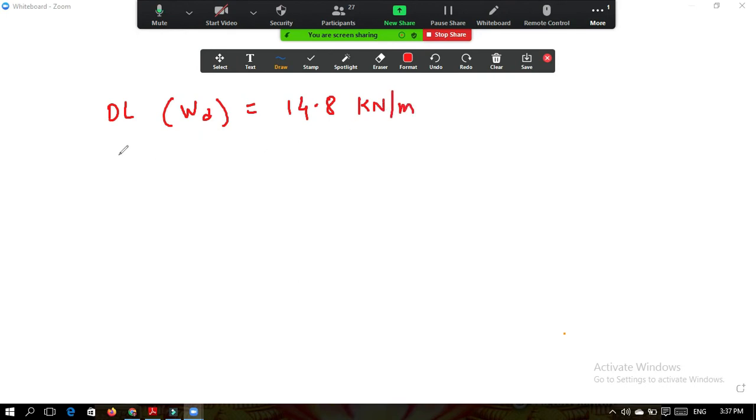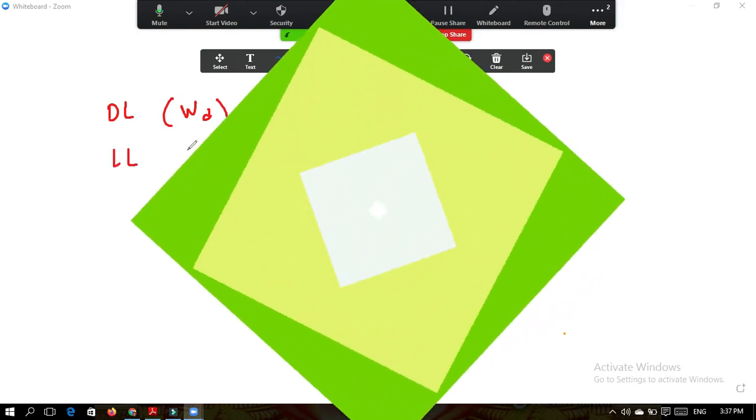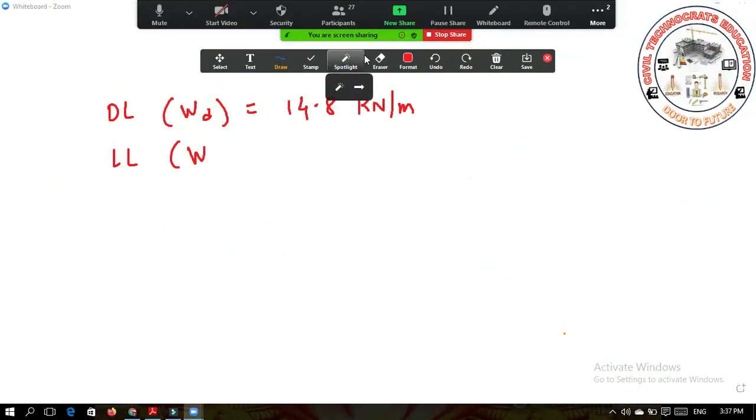14.8 kilonewton per meter, and total live load W. The ultimate factored load has been calculated, WUL, it is 18 kilonewton per meter, that we have already evaluated now.